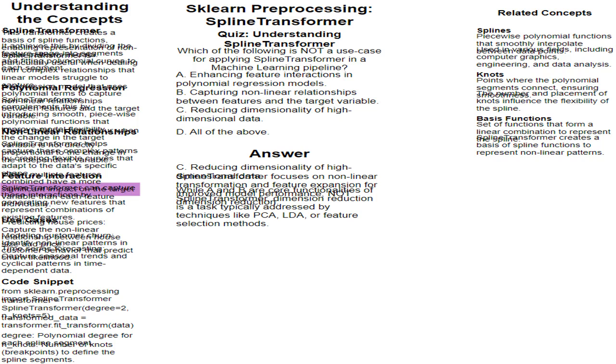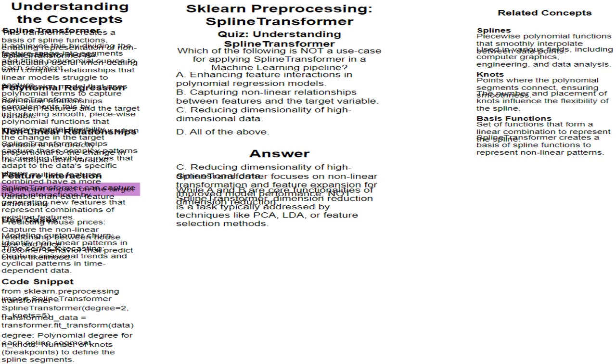From sklearn.preprocessing import SplineTransformer. transformer = SplineTransformer(degree=2, n_knots=5). transformed_data = transformer.fit_transform(data). Degree: polynomial degree for each spline segment. Knots: number of knots, breakpoints to define the spline segments.